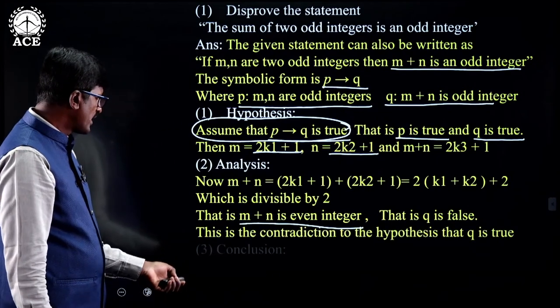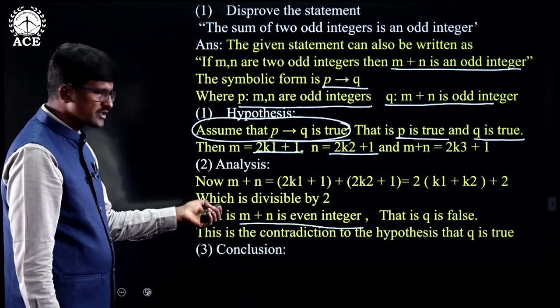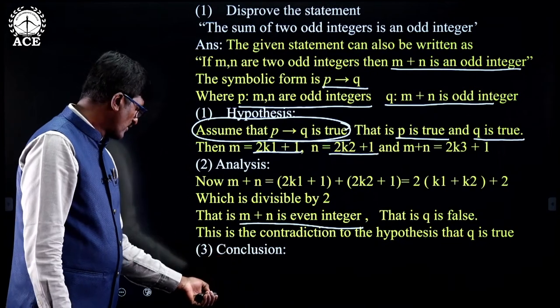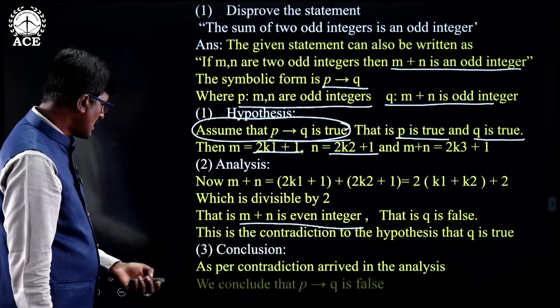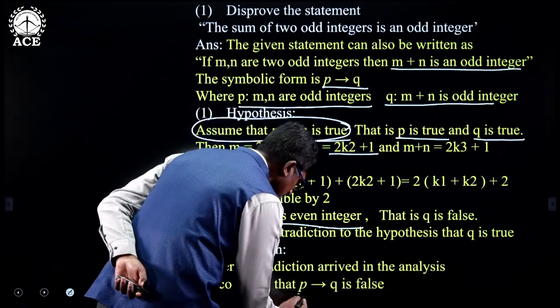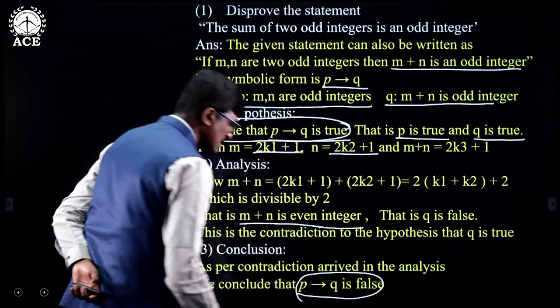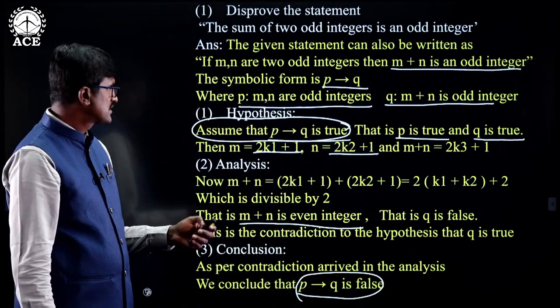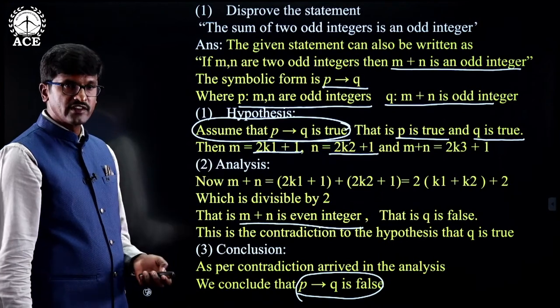In the conclusion section, we conclude that the assumption we have made is wrong, which means that "P conditional Q is false" is true. The given statement is false. This is the first method of disproof.